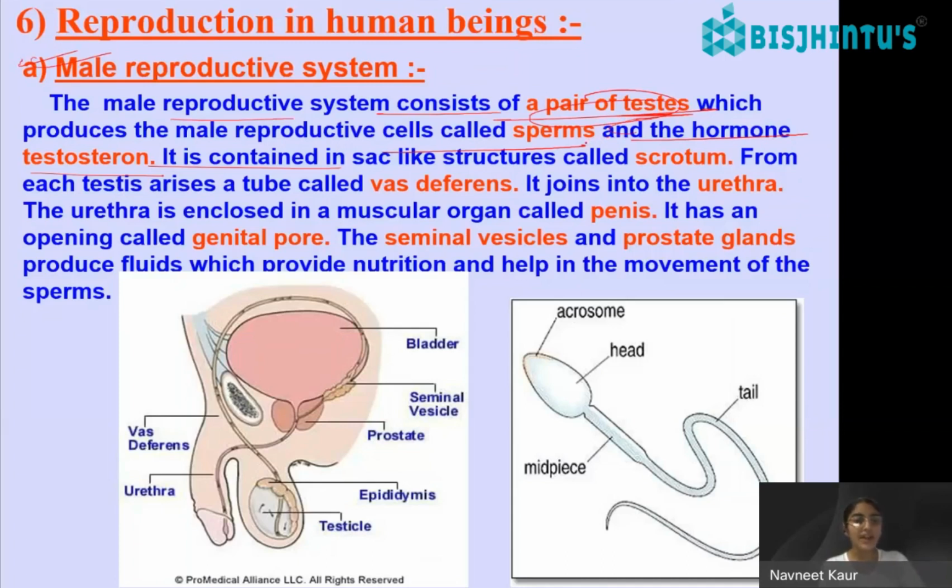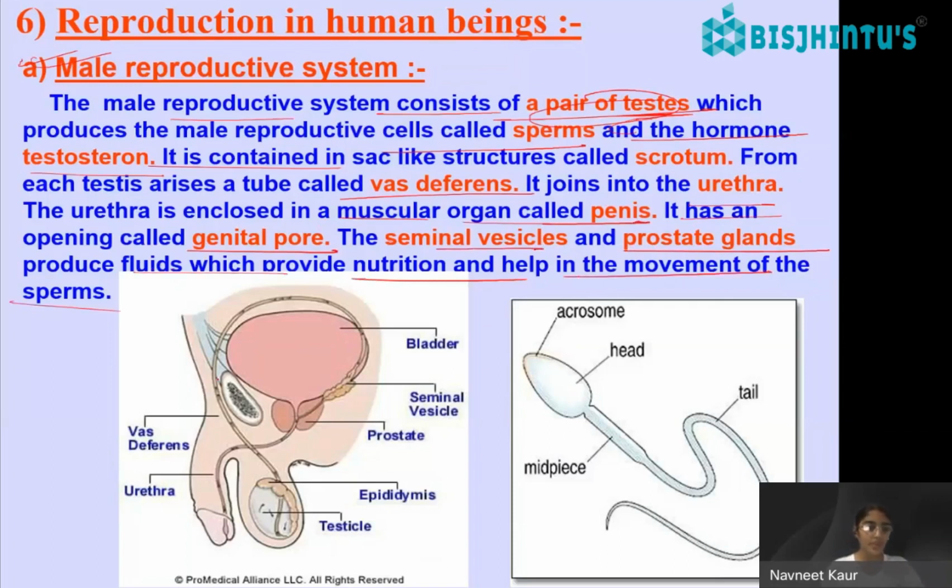From each testis arises a tube which is called the vas deferens. There are two testes, so from both testes there arises a tube called the vas deferens, and it joins into the urethra. The urethra is enclosed in a muscular organ called the penis, and it has an opening called the genital pore. What is the opening called? Genital pore.